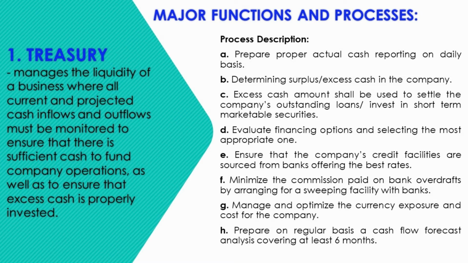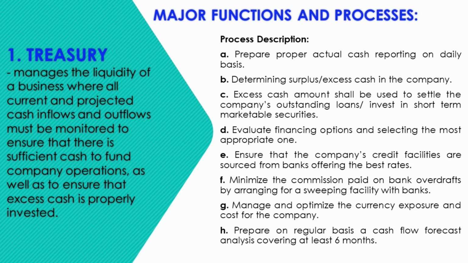Fourth function, process, is evaluate financing options and selecting the most appropriate one. For example, if the company is investing in capital expenditures, then the company must determine the financing options that are available to finance that investment, like for example, loans or internal generated funds. Fifth is to ensure that the company's credit facilities are sourced from banks offering the best rates. Of course, the company must establish a relationship with the banks in order for the company to be able to get discounted rates for the loans. Sixth process is to minimize the commission paid on bank overdrafts by arranging or sweeping facilities with banks.